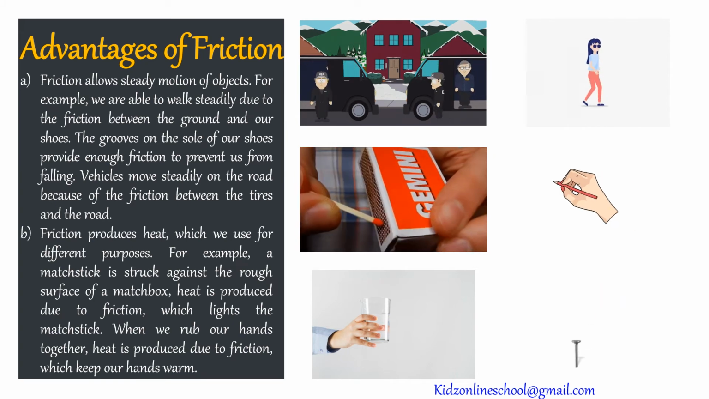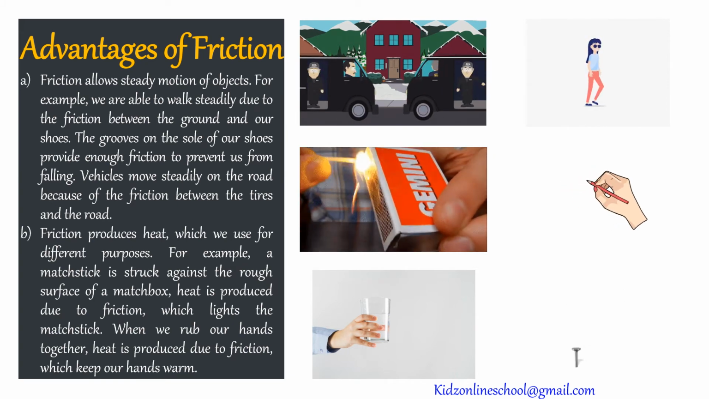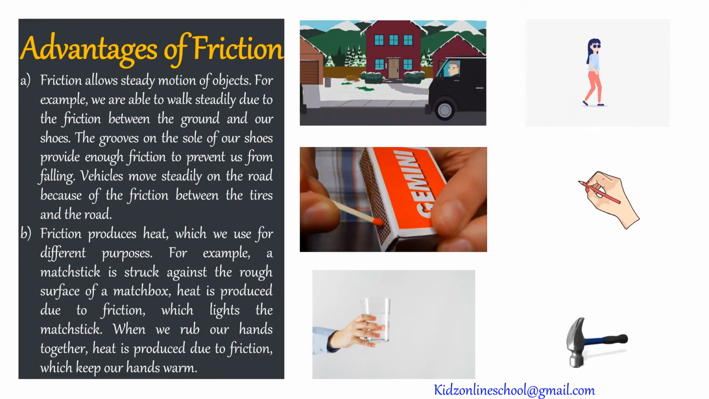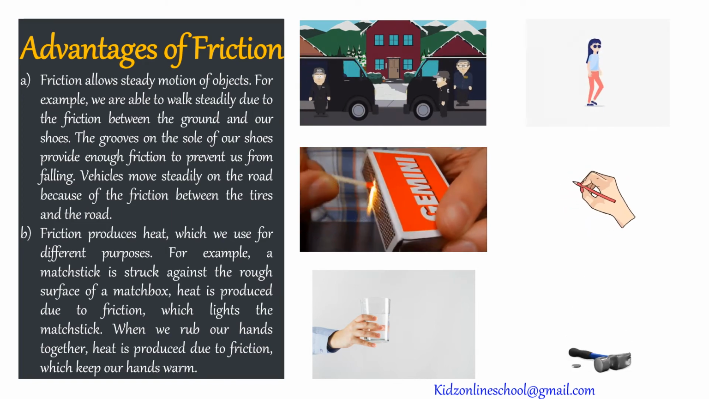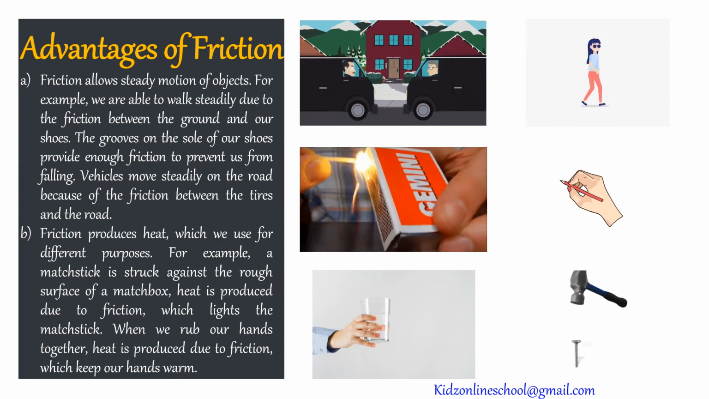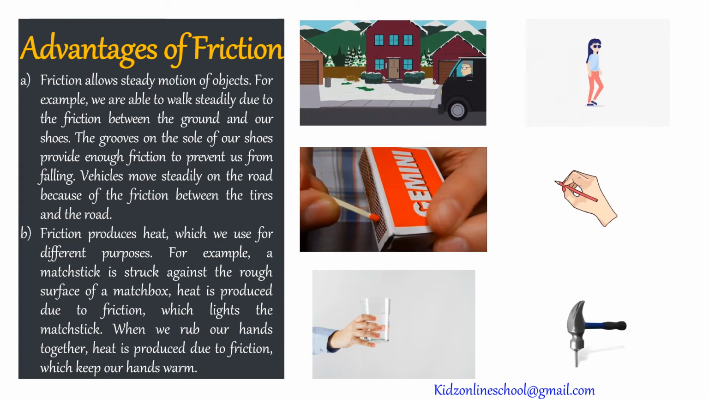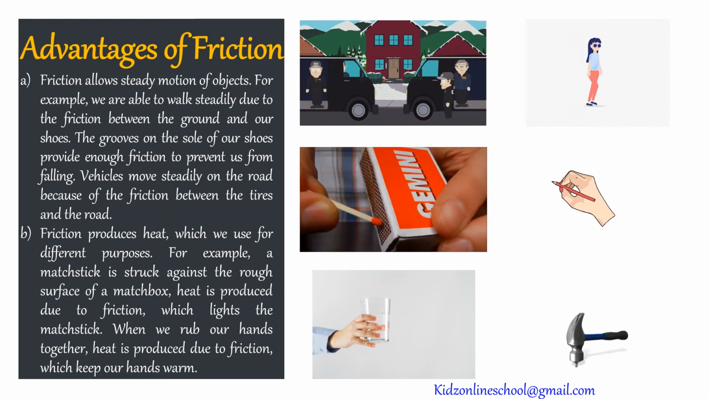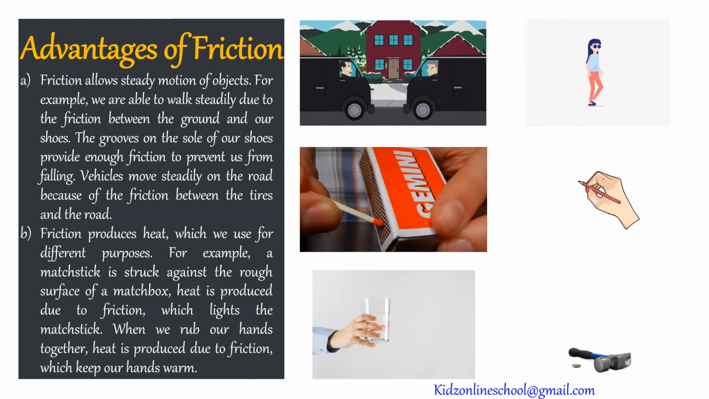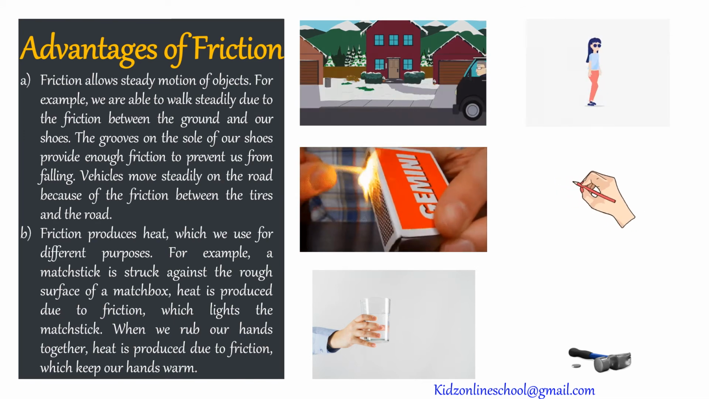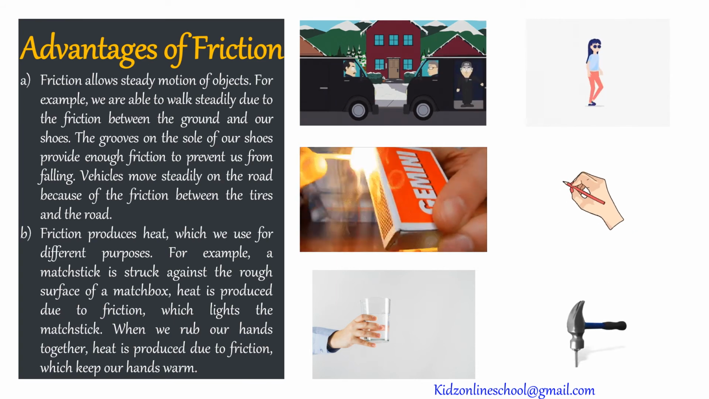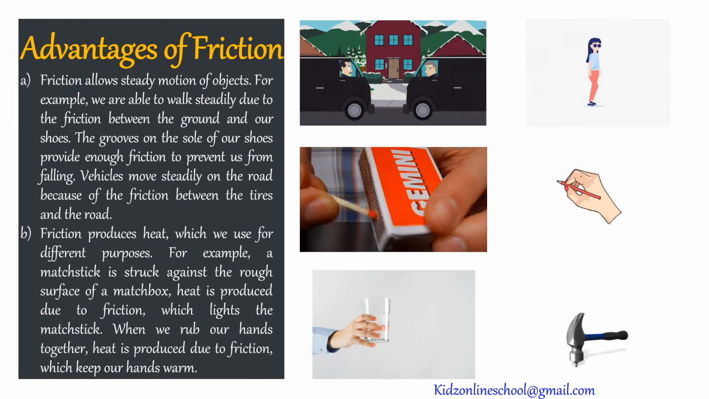Advantages of friction. Friction allows steady motion of objects. For example, we are able to walk steadily due to the friction between the ground and our shoes. The grooves on the sole of our shoes provide enough friction to prevent us from falling. Vehicles move steadily on the road because of the friction between the tires and the road.